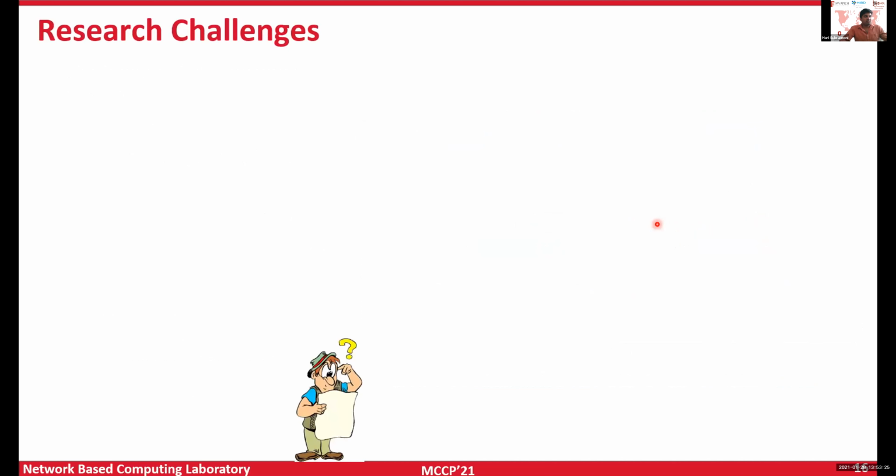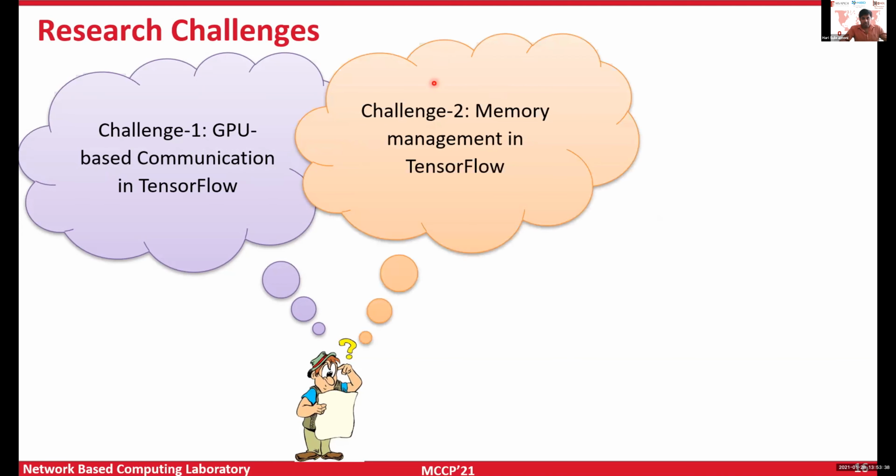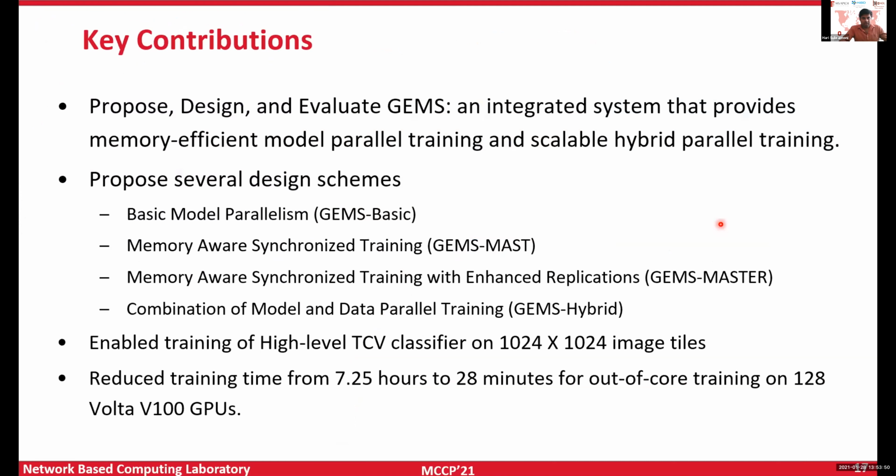So our research challenges are basically as follows. How can you have efficient GPU-based communication in deep learning frameworks like TensorFlow? How can you have efficient memory management in TensorFlow? And how can you scale these memory-aware solutions? To achieve all of these things, we designed the model called GEMS. GEMS is an integrated system that provides memory-efficient model parallel training and scalable hybrid parallel training.